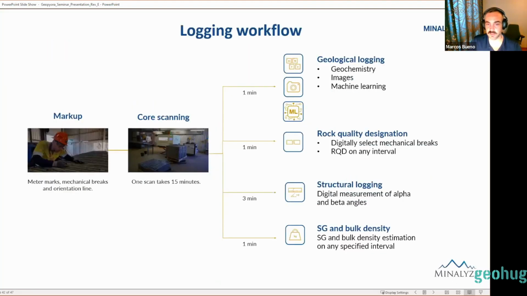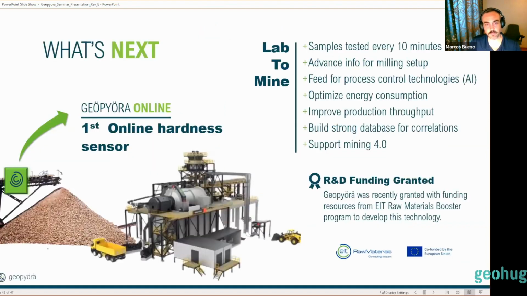Because with their scanning method you can get the rock quality data, the structure logging, SG, geochemistry, the images, and all this data can be correlated with the breakage data. And then with these models we can predict the comminution for further sections of core. Now, Minalize and ourselves are in conversations with mining companies to try out this approach in a project, to do a project together.